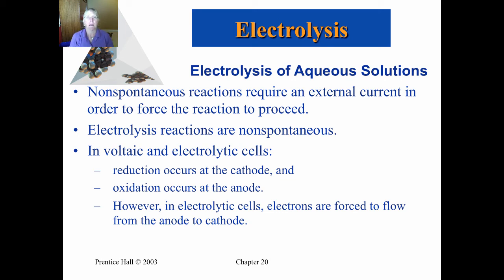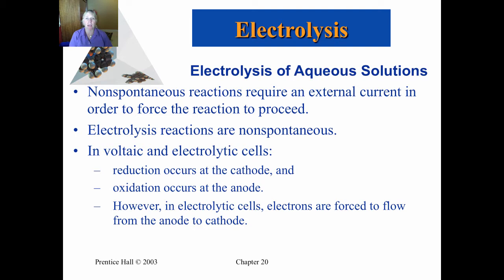So our last unit in the Chapter 20 Electrochemistry chapter is about electrolysis. Electrolysis is different in many ways compared to a galvanic or voltaic cell because, number one, electrolytic reactions are not spontaneous. They're going to require an external current provided by a voltage source, like a battery or an electrical source, to force the electrons to flow in the external circuit.